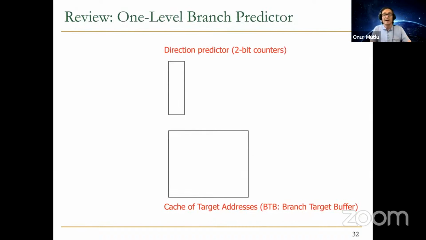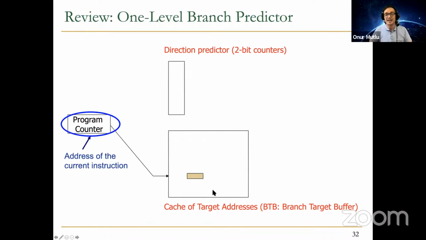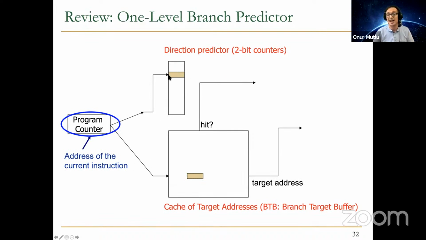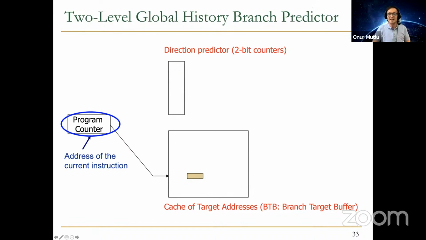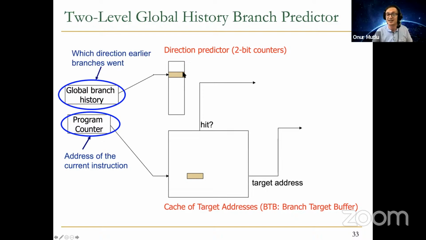Okay, so let's review the 1-level branch predictor before we take a break. Essentially, now we have a direction predictor and cache of target addresses, as we've seen. The 1-level branch predictor was using the program counter to decide the direction, and the rest is the same. The 2-level global history branch predictor uses the global branch history to decide the direction, and uses the program counter to get the target address.